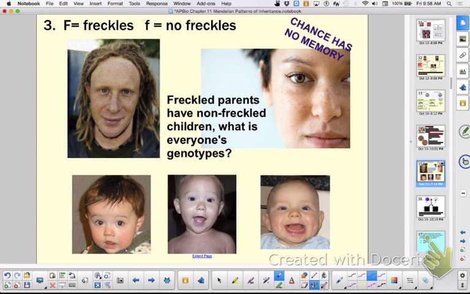Let's do this one right here. Freckled parents have non-freckled children. What is everyone's genotype? Freckled parents have non-freckled children. What is everyone's genotype? Discuss with BioBuddy.